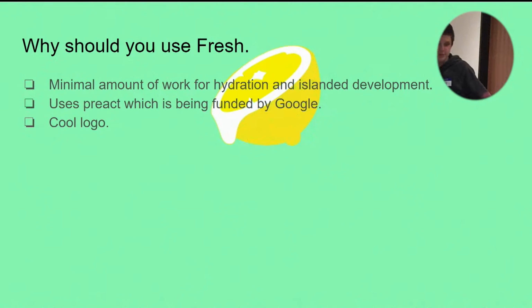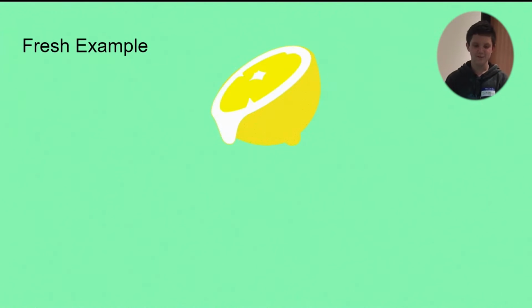And it uses Preact, which is being funded by Google right now. They give them $50K as part of this development program where they give to all these next-gen frameworks, stuff like Svelte, Qwik, and it has a pretty cool logo. I think I've convinced all of you.